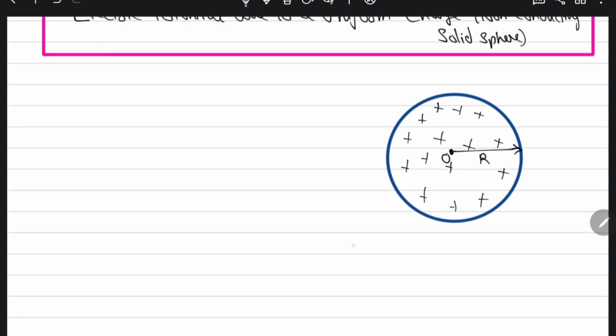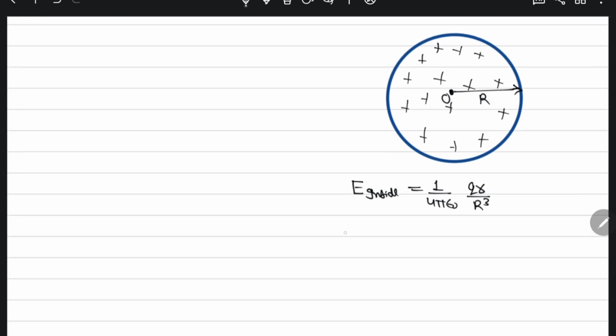First, we know that the electric field inside is basically 1 upon 4 pi epsilon naught Qr by R cube, and the electric field outside comes out to be 1 upon 4 pi epsilon naught q by r square.